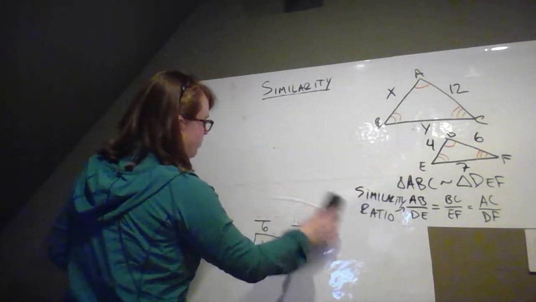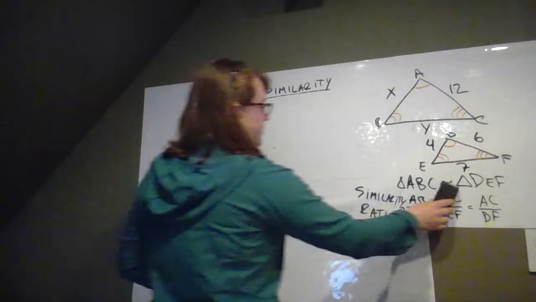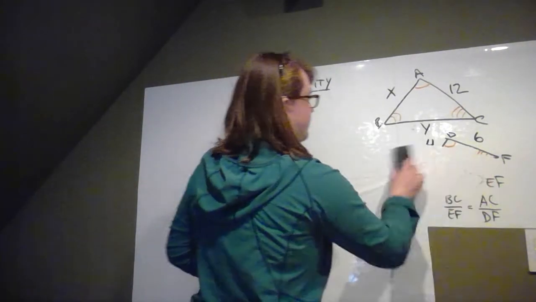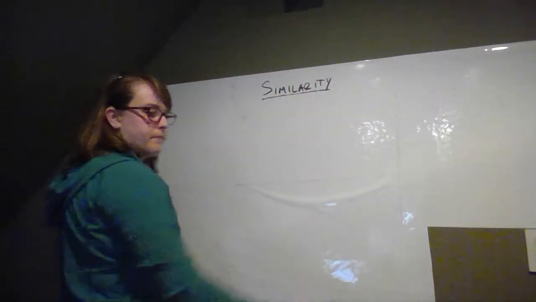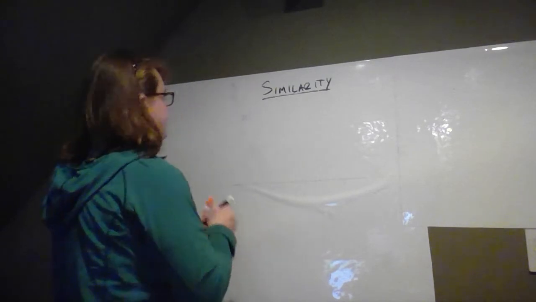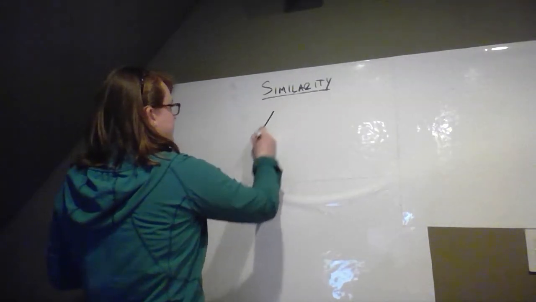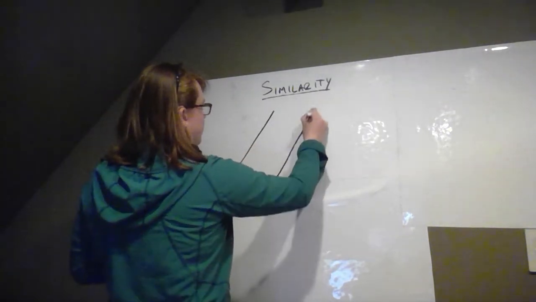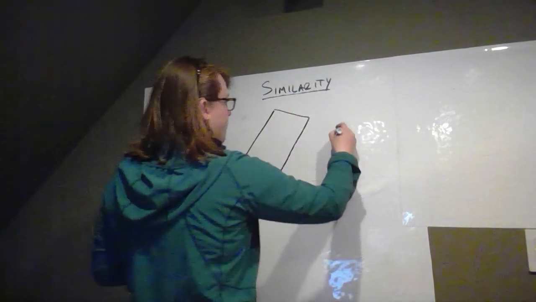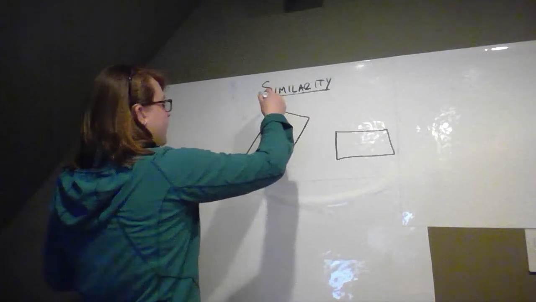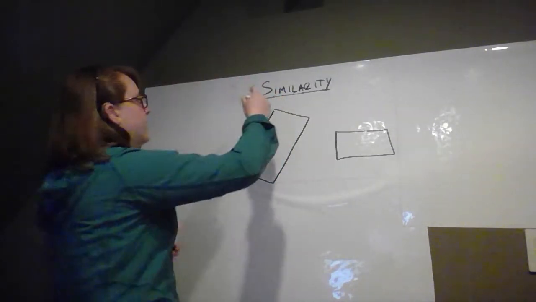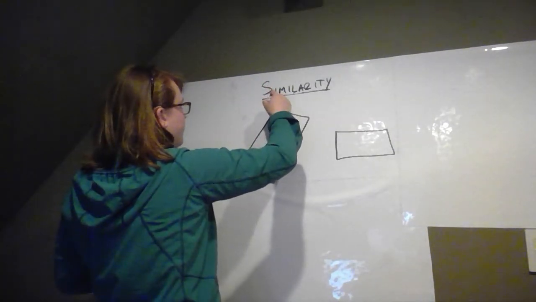So we've seen this work with triangles. It also works with other shapes. So this time we're going to go with a rectangle. All right. And it won't always be drawn perfectly to scale either. But here we go.